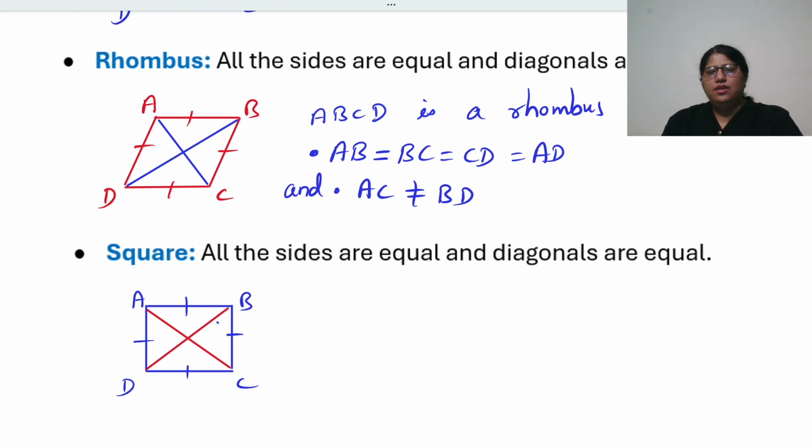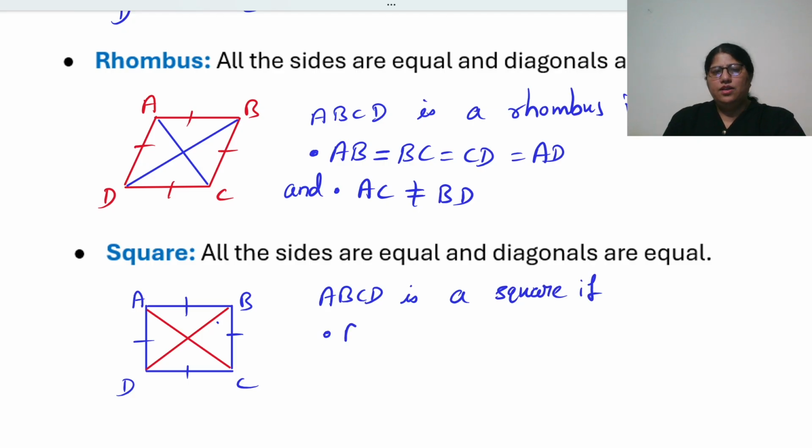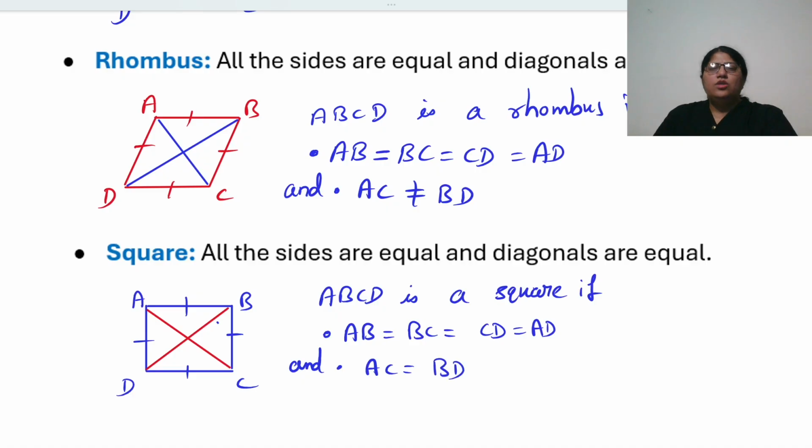So let us see here, ABCD is a square if, what is the first one here? AB is equal to BC is equal to CD is equal to AD. All four sides are equal and diagonals are also equal, right? So these are the applications. You have to remember all these properties. So what is the property here?